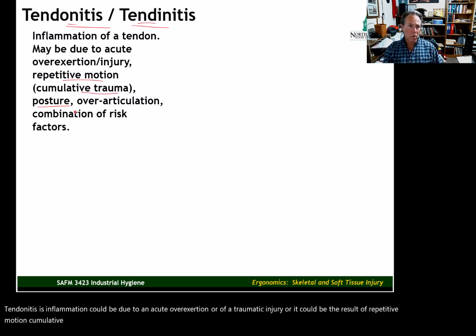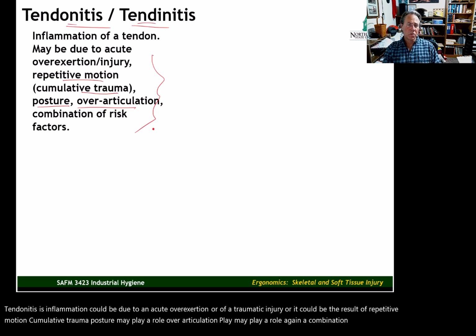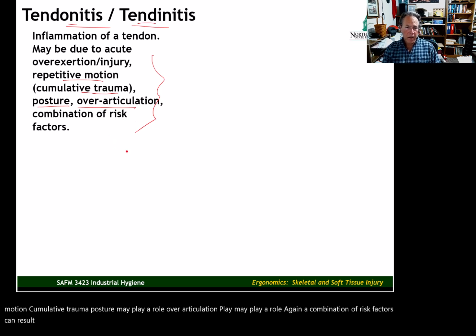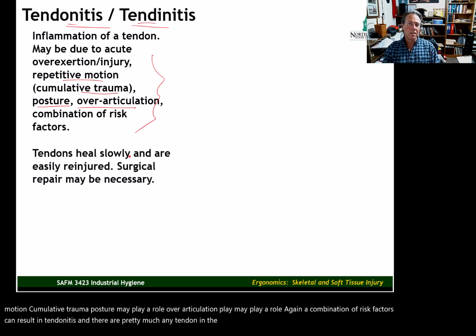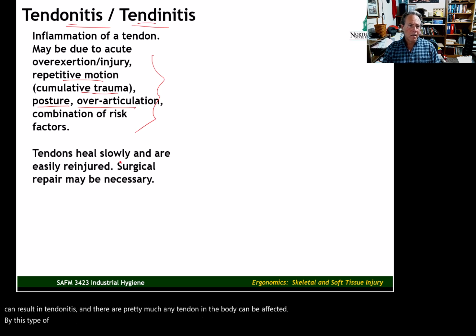Posture may play a role. Over-articulation may play a role. Again, a combination of risk factors can result in tendinitis. And pretty much any tendon in the body can be affected by this type of inflammation.